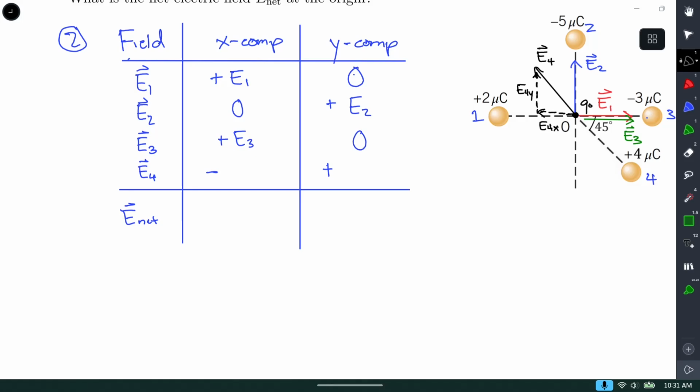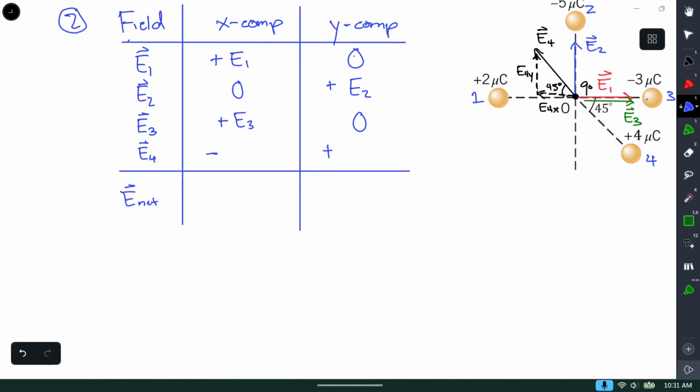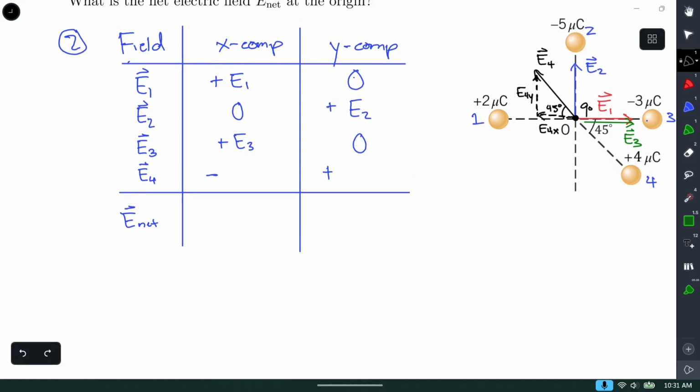And to do that, I need an angle. They told me this was 45 degrees. And so from that, I can infer that this is also 45 degrees. Because they are, I think it's called transversal angles. I forget the technical term for that, but it's just two crossing lines. If you look on either side of them, it's going to be the same angle. So how would I find E4y? Sine. Sine, because it is opposite the 45-degree angle. And for opposite, we use sine. So E4 sine of 45 degrees.